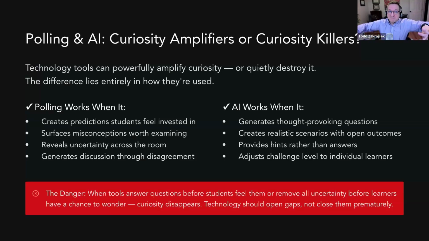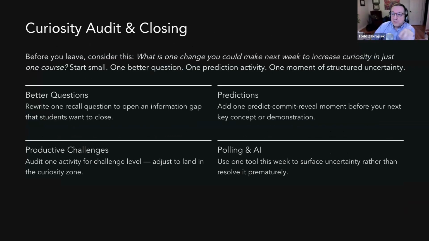So the danger here overall, the biggest danger, is when you have the AI just do the work for you. When the AI removes all uncertainty before the learner has a chance to wonder, if you just ask for the answer before you had a chance to really ponder what it is, it's done. And curiosity goes away right at that moment. So we have to be careful with technology because it can just close things down.